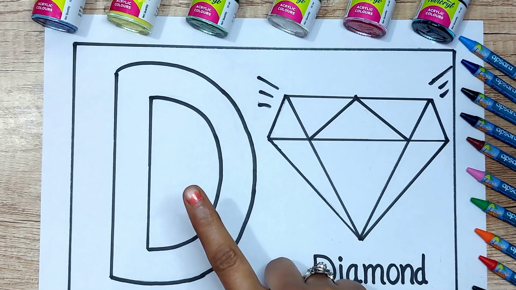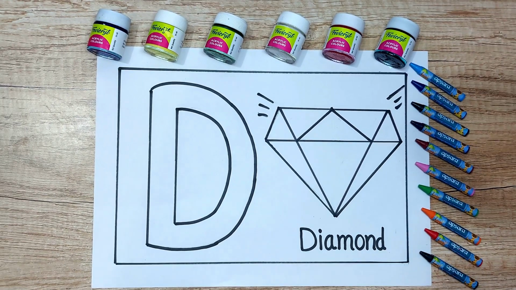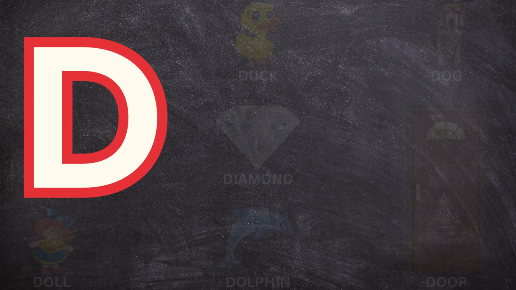Today we will do activity for letter D. D the diamond. In one of the videos, I have made you learn some words which starts with alphabet D. It is important to revise. So let's start. D the duck.